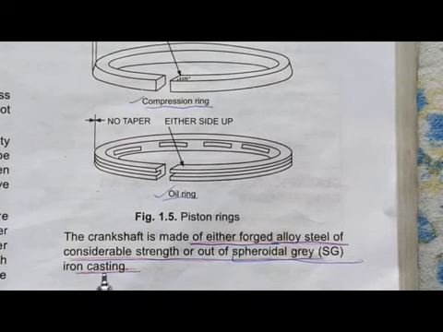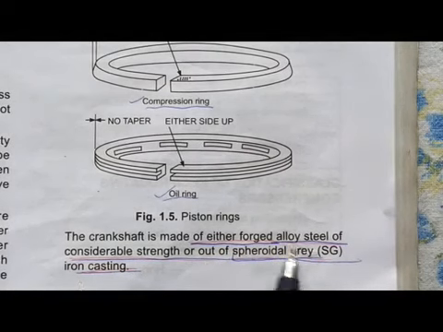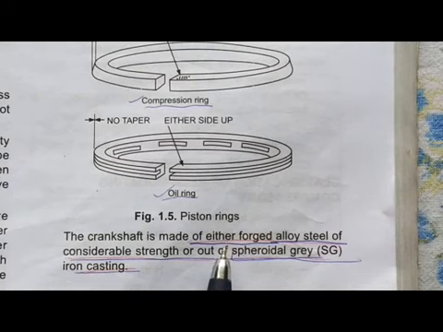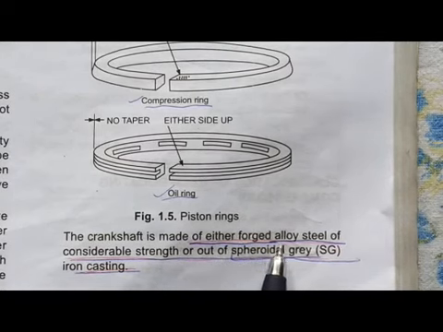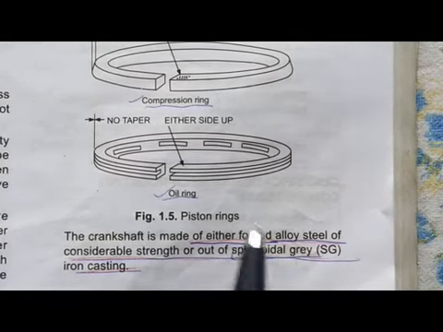Also remember that the crankcase is made of either forged alloy steel of considerable strength or spheroidal gray cast iron in casting. Okay, this is a crankshaft. The crankshaft is made of forged alloy steel.